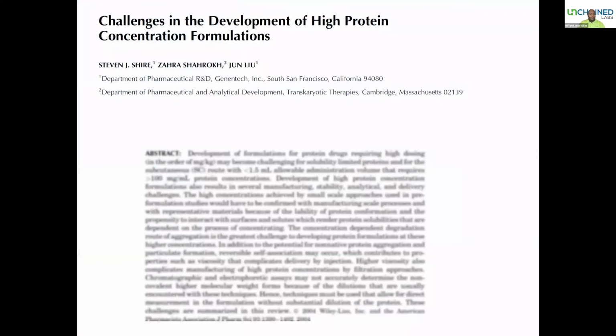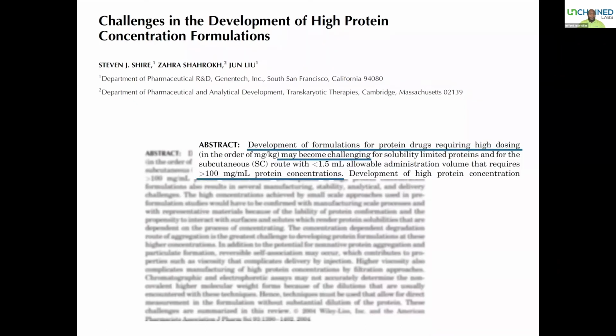Continuing with this idea, if we take a look at the literature, it becomes pretty evident that the need to formulate at high concentrations is there, but the ability to do so isn't always there based on current technologies available to us. And so what all of us aim to do is to overcome that challenge.